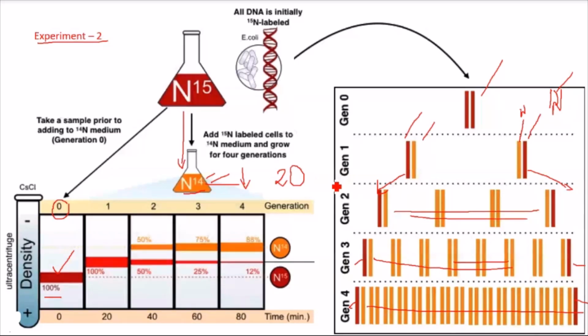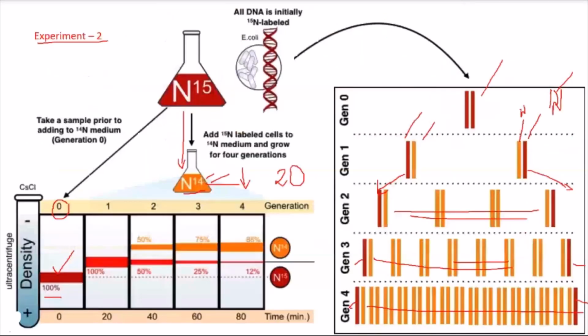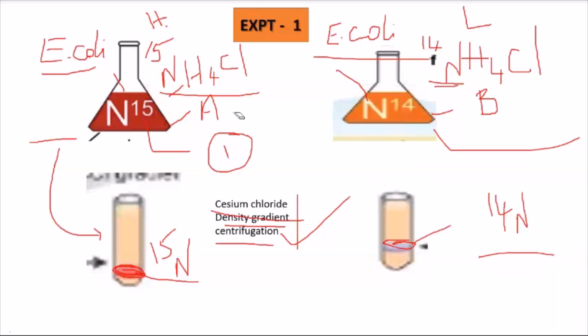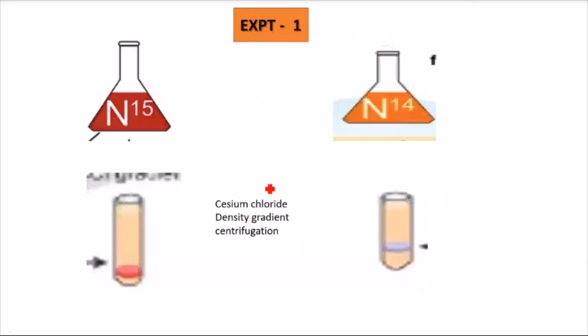ஒண்ணும் இல்ல. ரெண்டு என்ன எடுத்துட்டாங்க? There are two medium. This is the medium, another medium. Here N15 is the nitrogen source. Heavy nitrogen is added in NH4. Here only N14. Then added the E. coli in both culture medium.